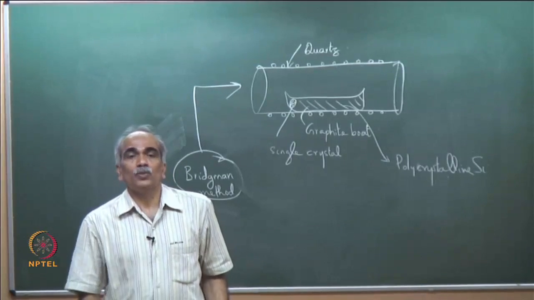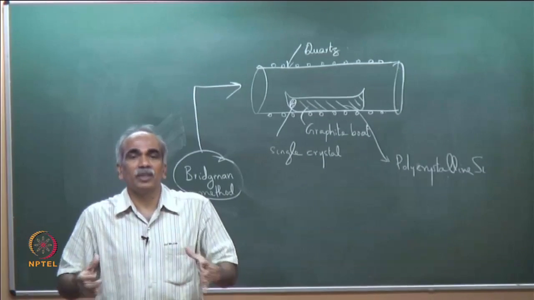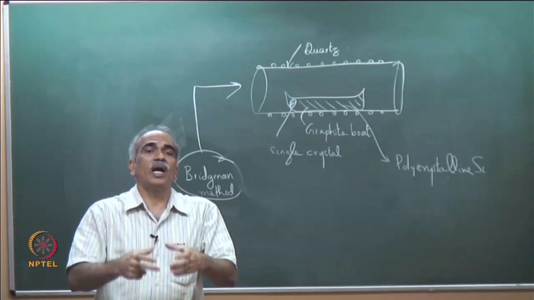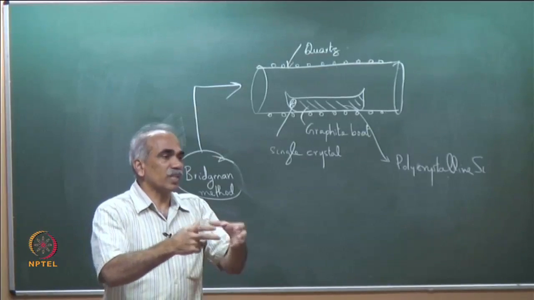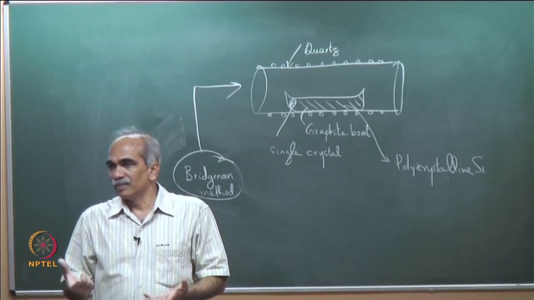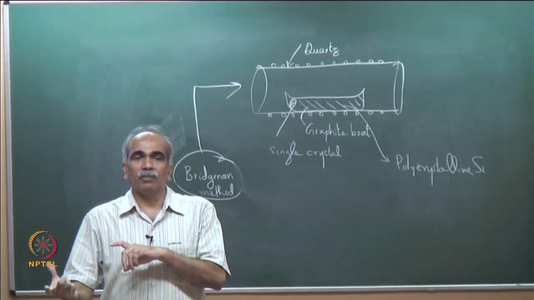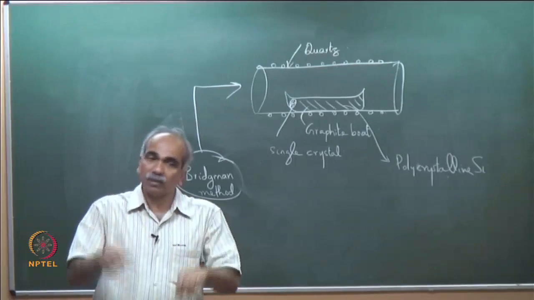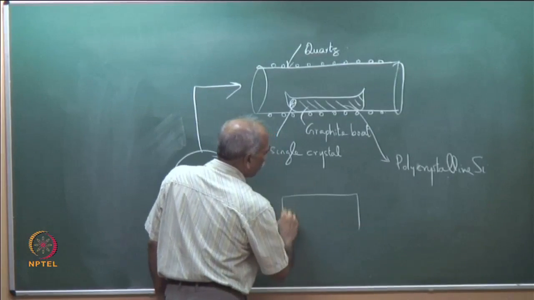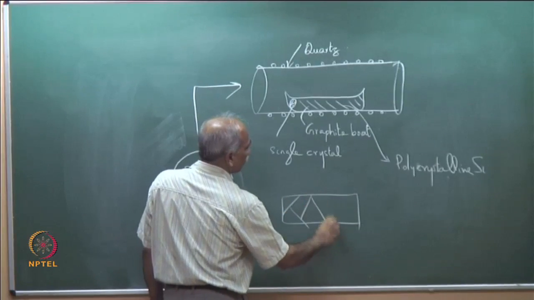Growing single crystal means what? Single crystal does not mean one cubic lattice, one cell. Single crystal means all over that structure, all over that material, you have a periodic structure of silicon. It is therefore you call it a single crystal. So single crystal means everywhere there is crystalline structure. Polycrystalline means you have crystalline structure, but there are domains. It means there could be domains where there is crystal structure.